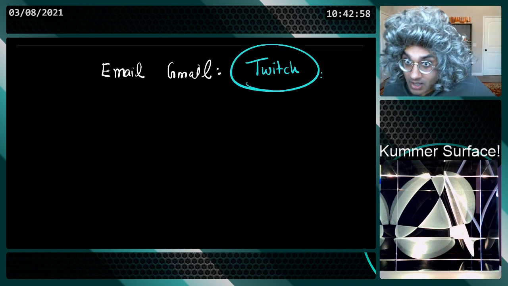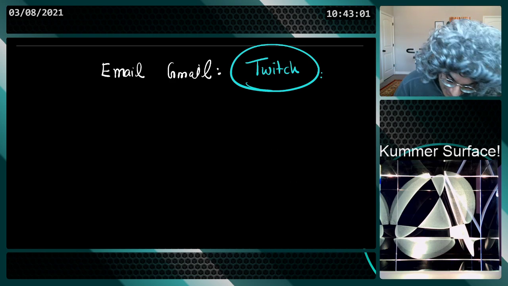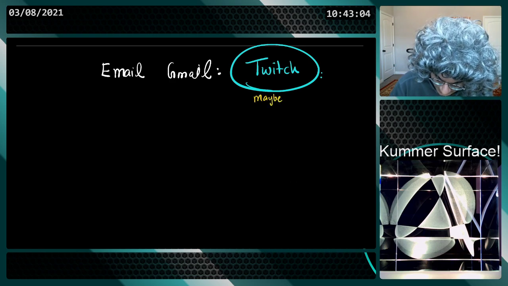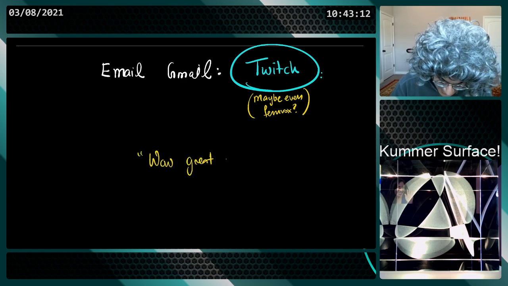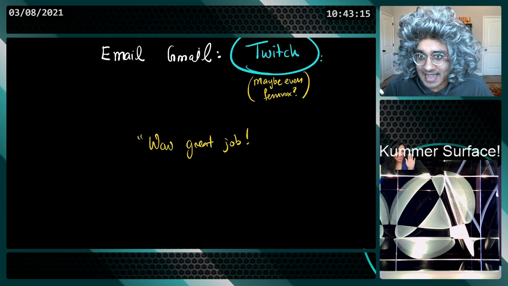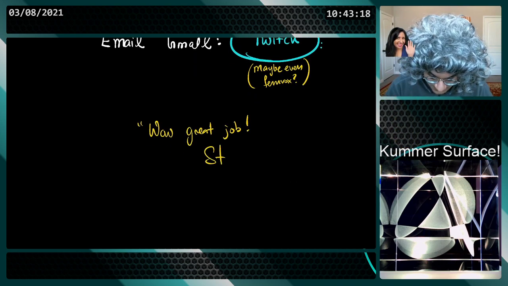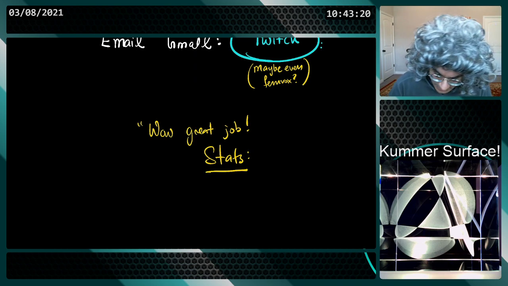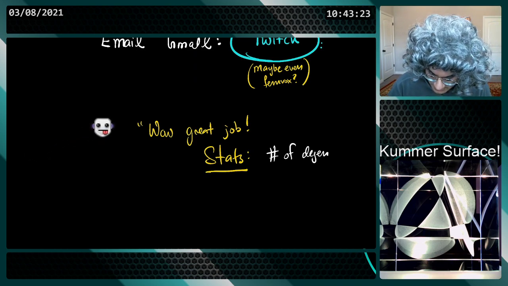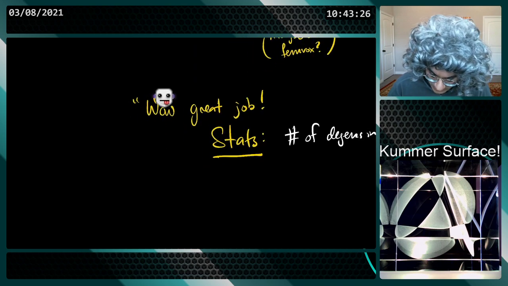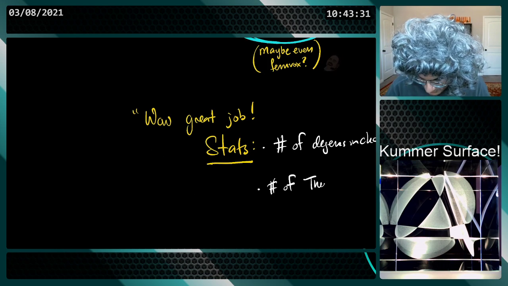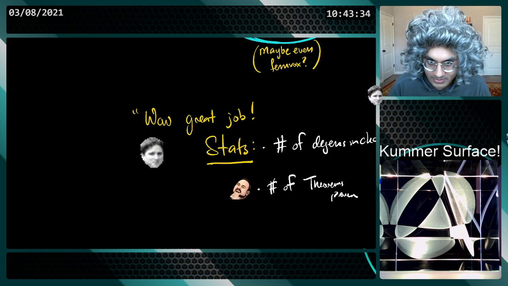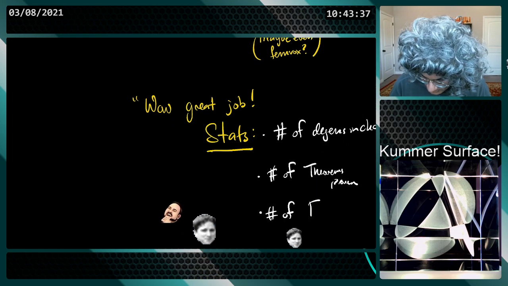And it says, wow, great job. Maybe it's Femvox. Wow, great job. And then it tells you these stats. Tells you all these stats. Number of degenerates in chat, and all kinds of things. Okay, it tells you all these things. Number of theorems proven, all this stuff. Classic things. Number of follows.